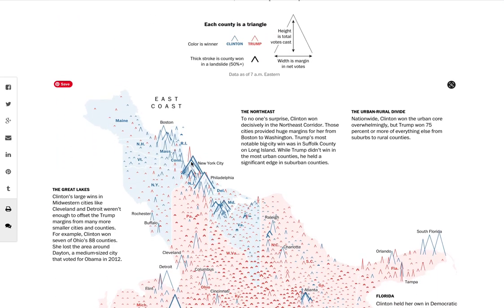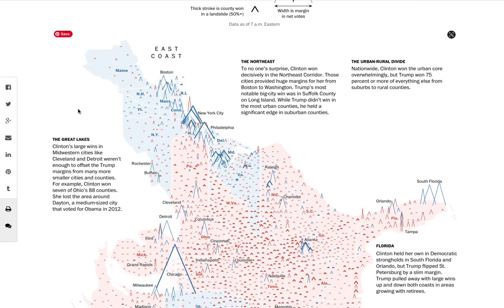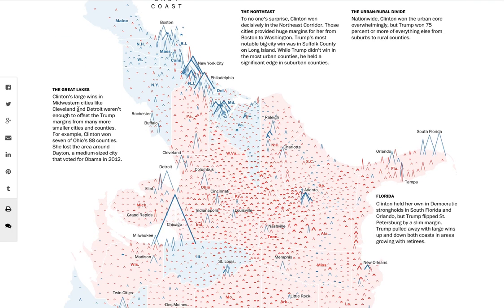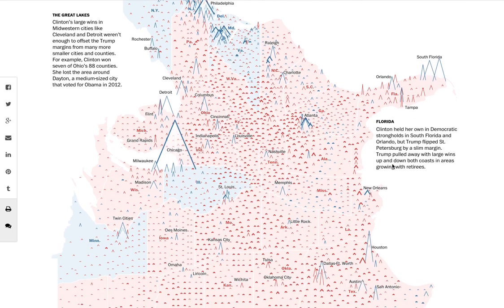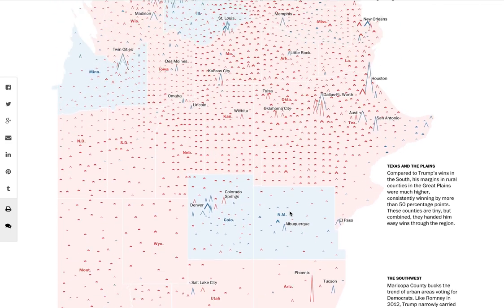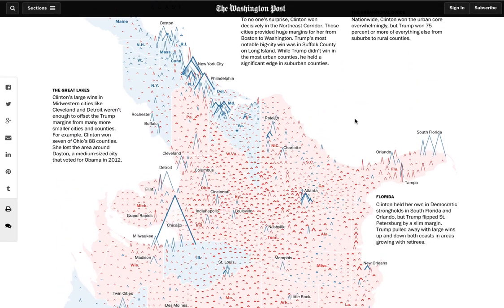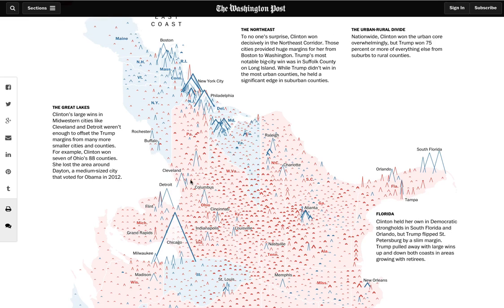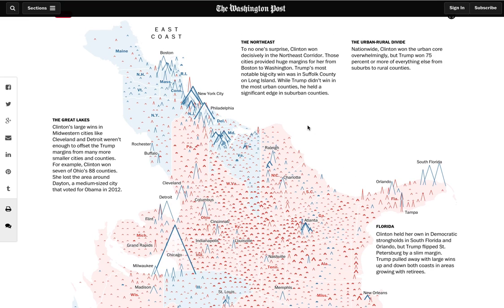Here we've got triangles, and the height is the total number of votes cast, and the width is the margin in net votes. Now obviously, the interesting thing about this map, and we're not going to go into all of it, is they rotated the map, right? So we've got Maine up here and Florida down here, and the West Coast is at the bottom. We're not going to talk about that. It's a totally other visual to discuss. But we're using triangles here, and you get an interesting perspective on the data that maybe you just don't get when you look at a choropleth map or even a cartogram of the data.